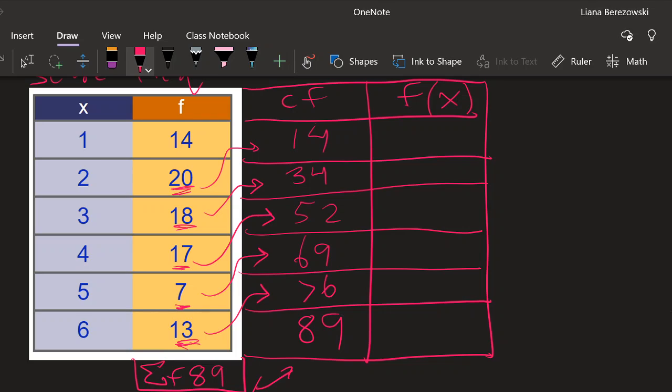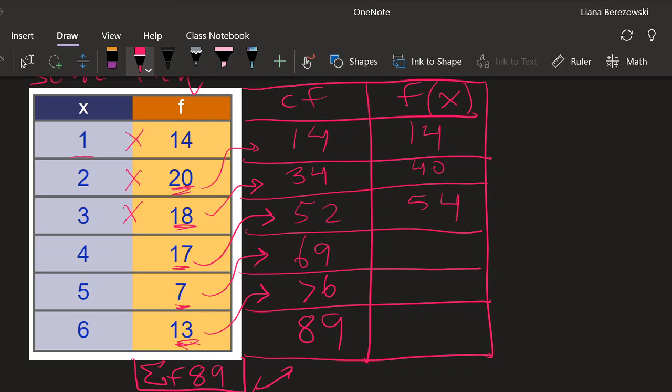Okay, so our first score is 1, and I'm going to multiply it by its frequency, which is 14, which is just going to give me 14. Okay, I'll do the same thing for my next score. My next score is 2, and it had a frequency of 20. If I multiply those together, I get 40. Do the same thing for my next score. It's 3, and the frequency is 18. Multiply those together, and I should get, not 36, it should be 54.